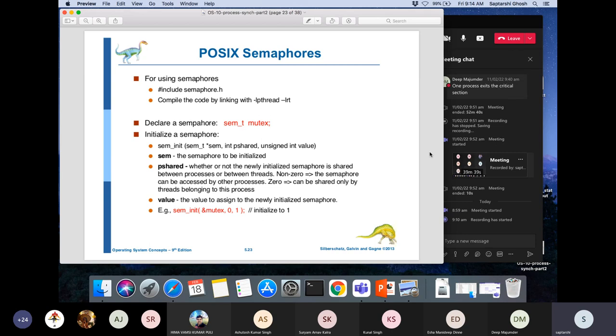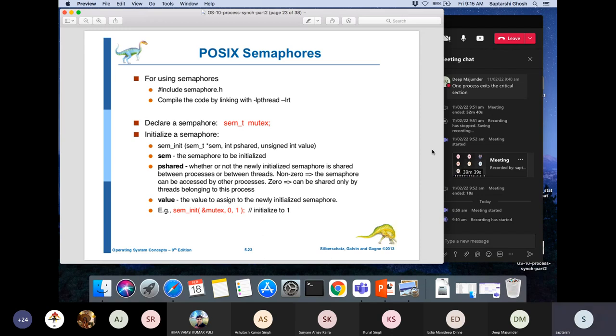For using them, you have to #include <semaphore.h> and compile the code using -lpthread -lrt. I'm not very sure, though. If you are not using threads, you might not have to compile with -lpthread because you can use semaphores with processes also. This part I'm not very sure about. If you do it, it will definitely work, but if you are not using threads, you should not need -lpthread. Anyway, maybe when you are writing the program, you can check once.